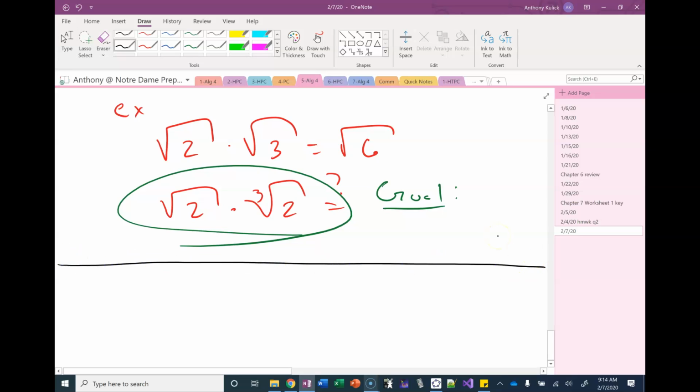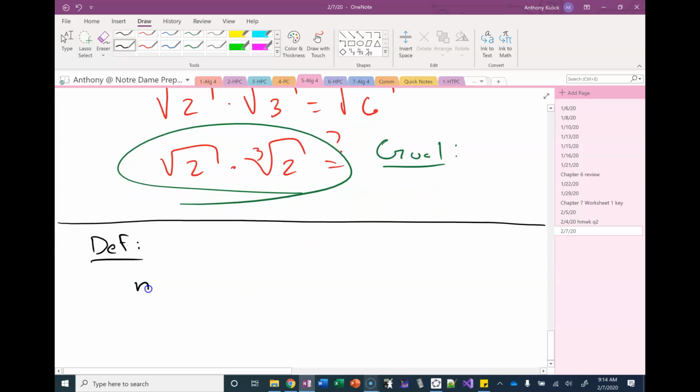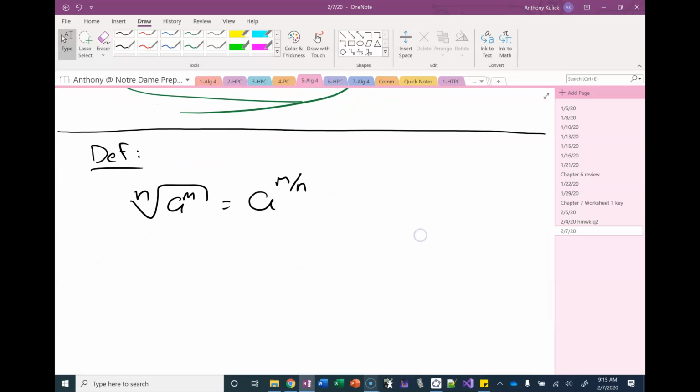So to do that, we're going to have to make a new definition for a radical. This new definition is going to allow us to rewrite a radical as an exponential. So this is a very important definition here. Let's do some examples of taking radicals and rewriting them as exponentials, and then exponentials and rewriting them as radicals, just so we get a good feel for how to apply this definition.